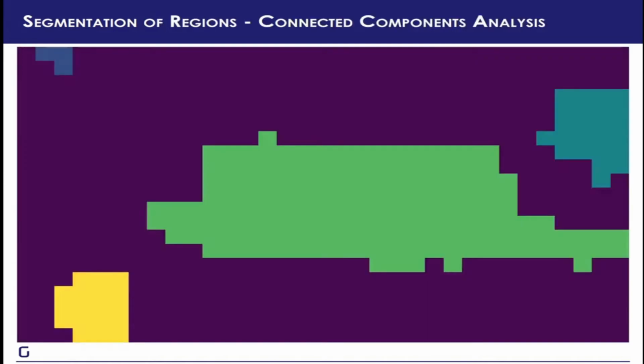So using connected component analysis, we can just tie together pixels that belong to the same region. Now this is a classic image processing technique that allows us to extract contiguous or connected regions in a binary image.